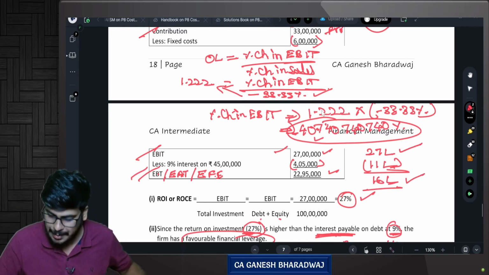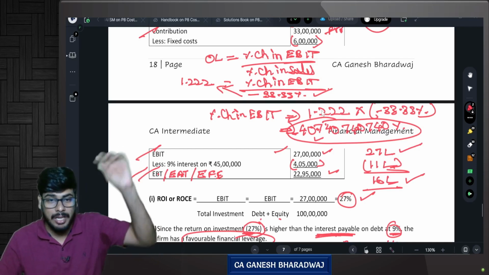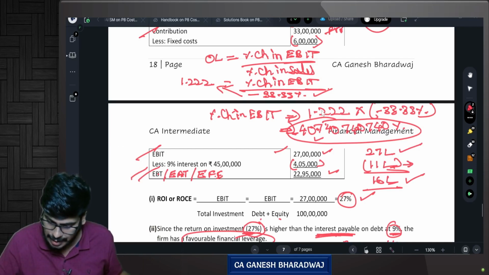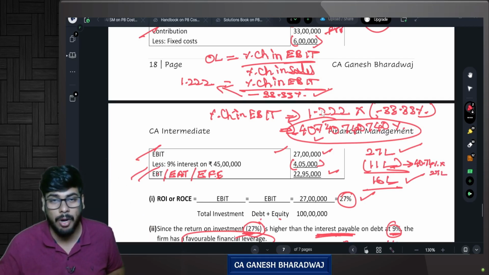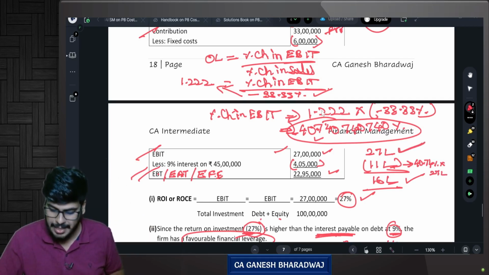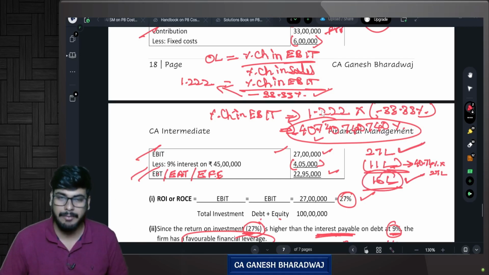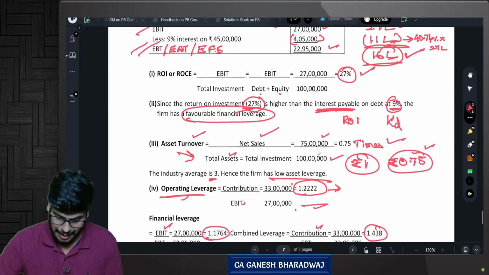Basically, the present EBIT is 27 lakhs. The fall, change in EBIT, how did we get this 11 lakhs? 40.74 percentage approximately into what? 27 lakhs. This is the fall in your EBIT. So original EBIT minus the change in EBIT gives you the revised EBIT. So revised EBIT will be how much? 16 lakh rupees. Are you clear with this?